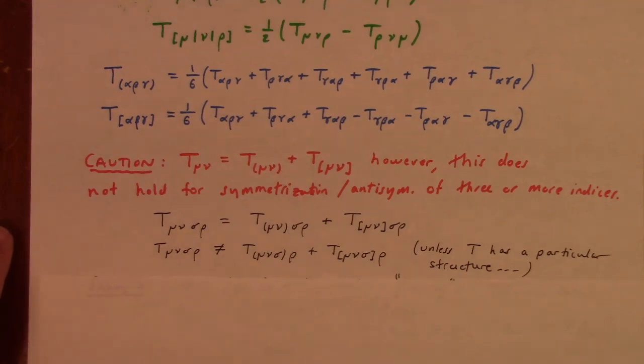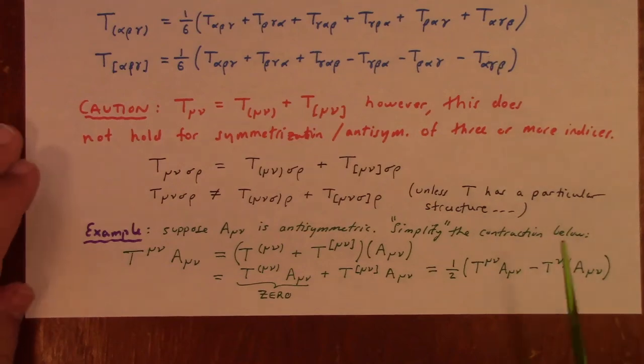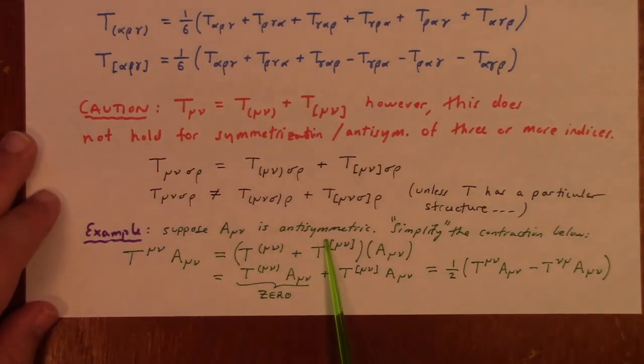Finally, an example to finish this somewhat hurried lecture. My apologies. If a mu nu is anti-symmetric, we can, quote-unquote, simplify the contraction below. So if I'm summing T mu nu over a mu nu, T mu nu, remember, I can write as a sum of the symmetric and the anti-symmetric piece. But remember what we learned a couple lectures ago? If we have symmetric summed over anti-symmetric, it's 0. So this piece drops out, and you're just left with that, which is equal to this, which I am claiming is simplified. I don't know.